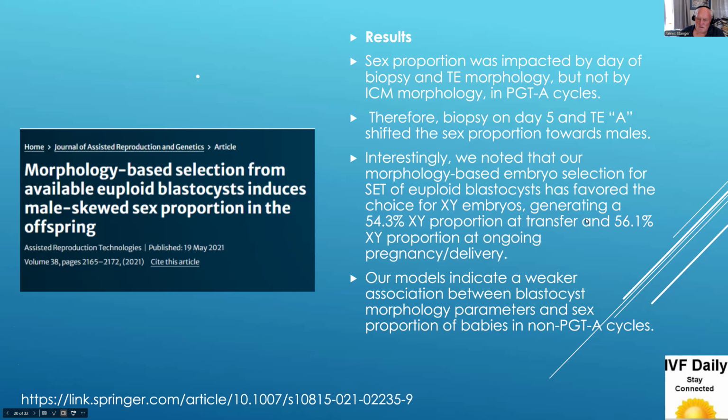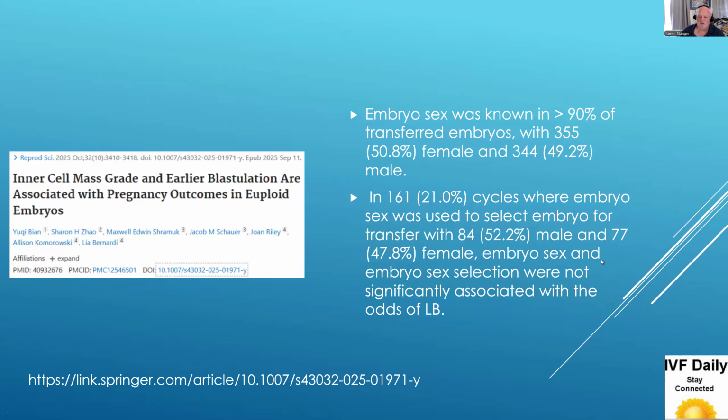It's just noting that there is a slight bias that male embryos do grow a little bit faster, and they put a lot more emphasis on trophectoderm. And in a funny sort of way, this is actually making the trophectoderm important, confirming that the fertilization was a sexual fertilization and not an internal one. So the models indicate a weaker association between blastocyst morphology parameters and sex proportion in non-PGDA cycles. So even when you're not doing PGDA, if you're just picking out embryos based on their morphology, trophectoderm, and how well they're dividing, you do get a slight skewing of males, but it is not significant.